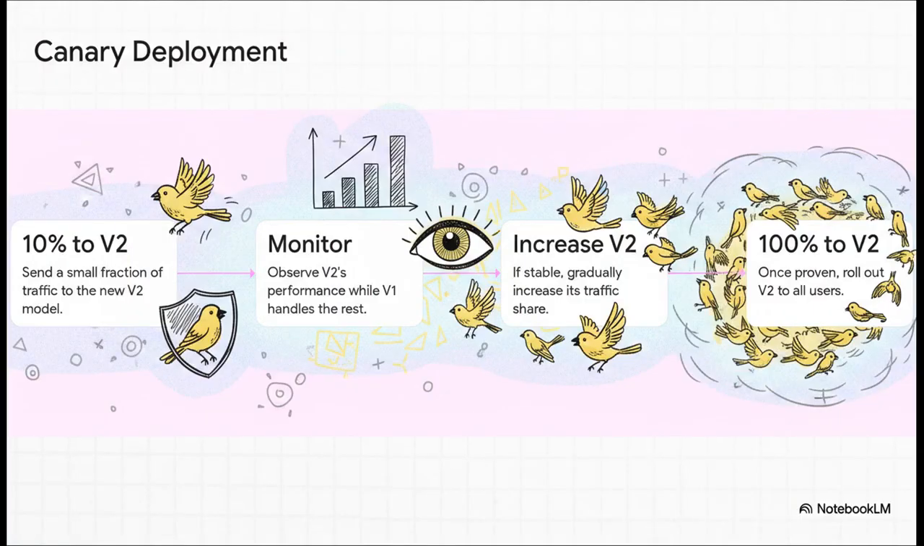You never, ever just flip a switch and turn a new model on for everyone. That is way too risky. Instead, we use a much safer strategy called a canary deployment. We start by sending just a tiny fraction of our traffic, maybe 10%, to the new model. Then we watch it like a hawk. If everything looks stable, we slowly ramp up the traffic until, eventually, it's handling 100%. This is all about limiting the blast radius if something unexpected goes wrong.